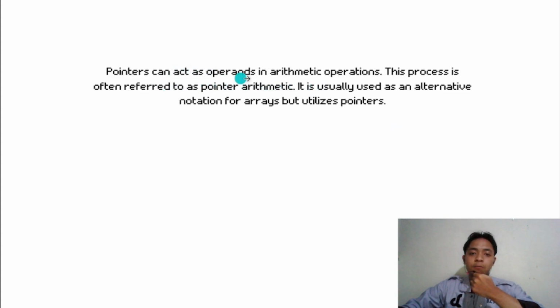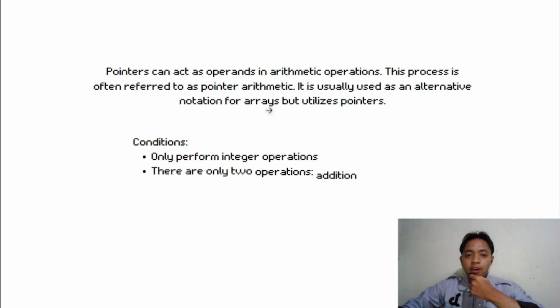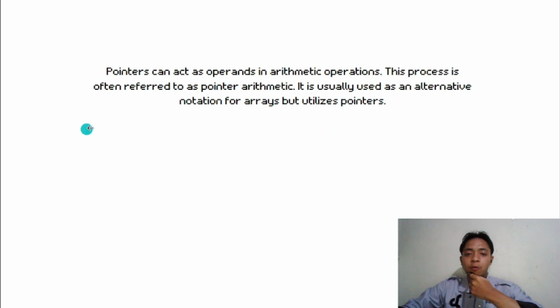What is it? Arithmetic operation on pointers. Pointers can act as operands in arithmetic operations. This process is often referred to as pointer arithmetic. It is usually used as an alternative notation for arrays but utilizes pointers. So you can underline here, which is arrays. The arithmetic operation will only work with pointers with arrays. If you face a problem with arrays, you can utilize the pointers within the arithmetic operation.